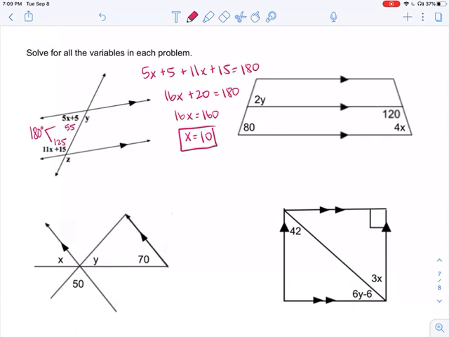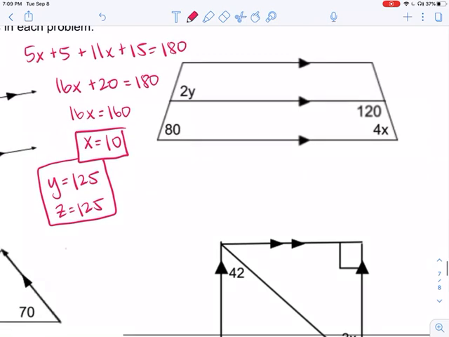I also know that all vertical angles are congruent, so the measure of z will also be 125 degrees. And I know that these two here are a linear pair and add to 180 degrees, so y will also have a value of 125. So there are the other two.